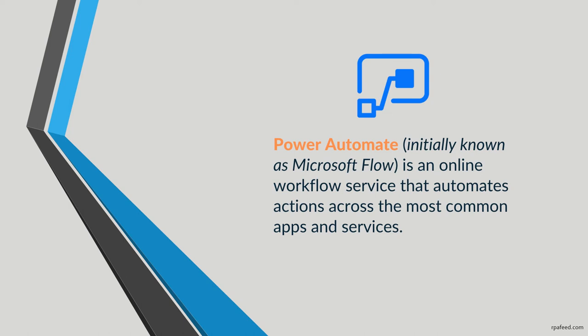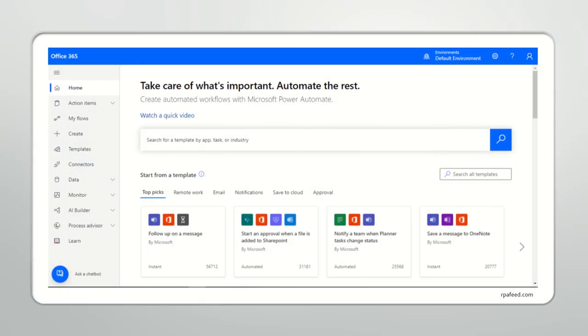Power Automate, initially known as Microsoft Flow, is a workflow service that automates actions across the most common apps and services. So in short, it's an online service wherein you can automate your tasks between various applications. Like if you want to trigger an email on a certain action, you can do that. If you want to update an Excel, or compare two Excels automatically based on some rules, you can do that using Power Automate. Great. Now, this is how the Power Automate screen looks like.